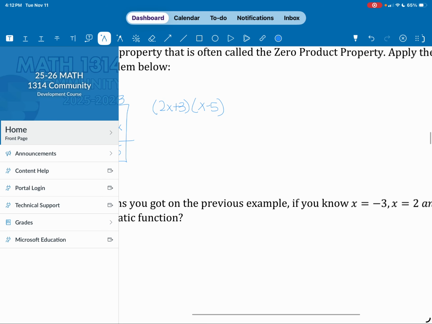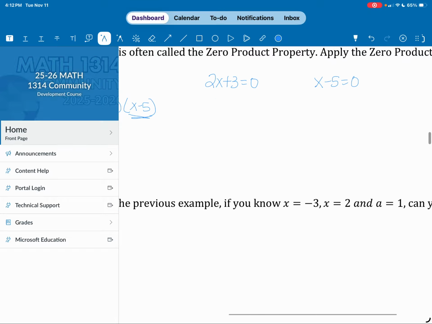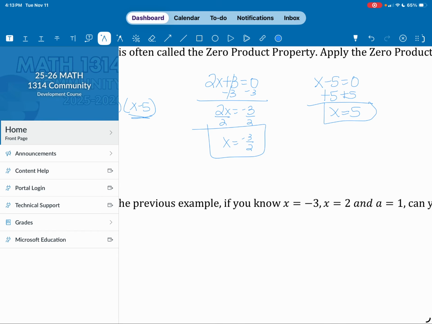But I need to find my zeros. And so this is what I kept trying to do above. What we're going to do is take our first factor, 2x plus 3, and put it equal to 0. And then I'm going to take my second factor, x minus 5, and put that equal to 0. So I'm going to subtract 3 from both sides. So I get 2x equals negative 3. And then I'm going to divide by 2. And I get that x equals negative 3 over 2. So that's one of my zeros. And then over here, I'm just going to solve it for x as well. And I get that x equals 5. So those two are our zeros.